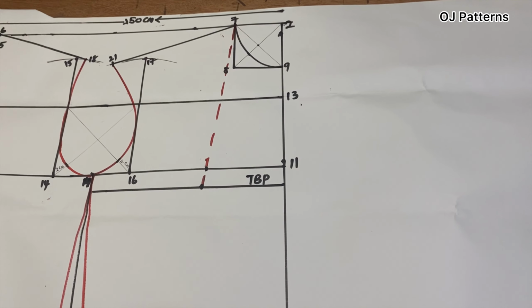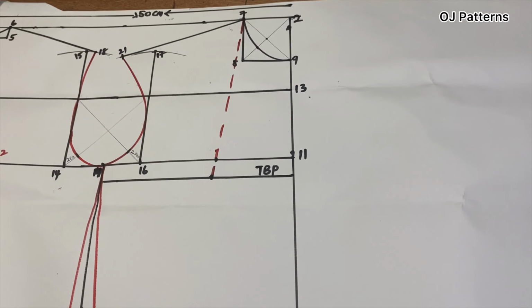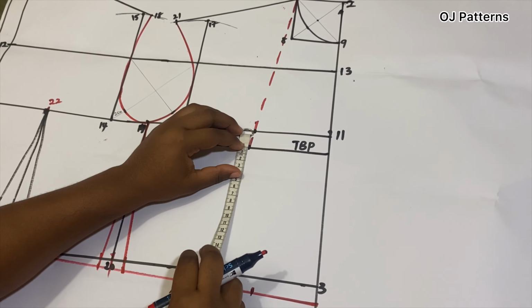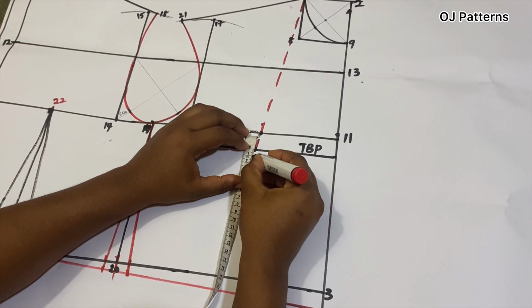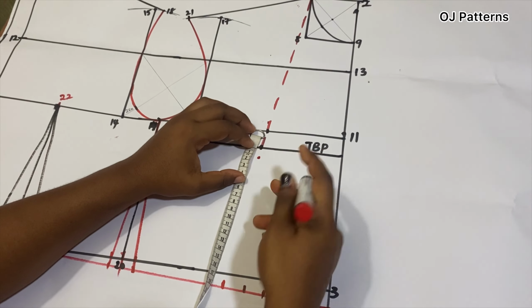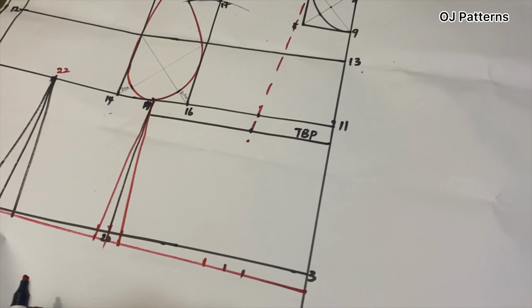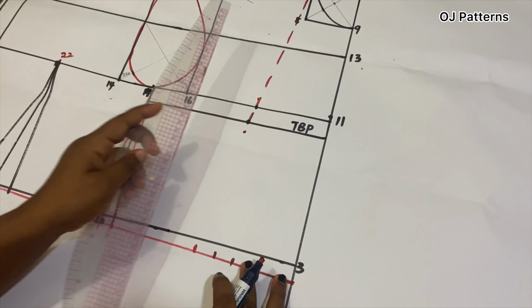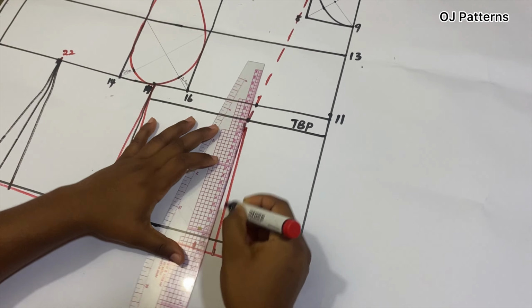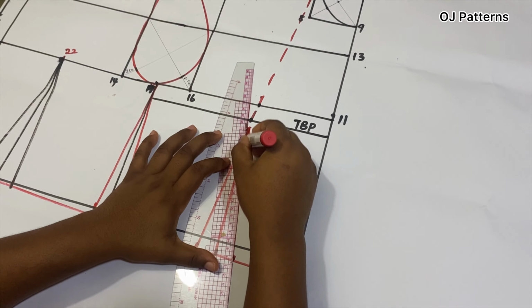Next, from the through bust line, measure down 1.5 cm. From this through bust point now, measure 1.5 down. Now this is going to be a guide to drawing the waist dart. So what I'm going to do is draw the dart.